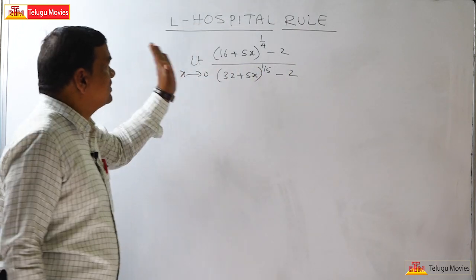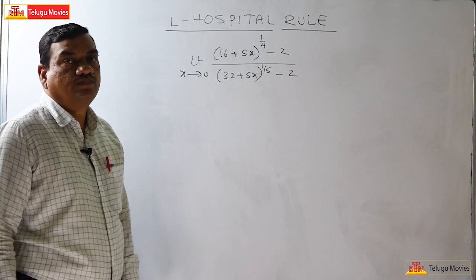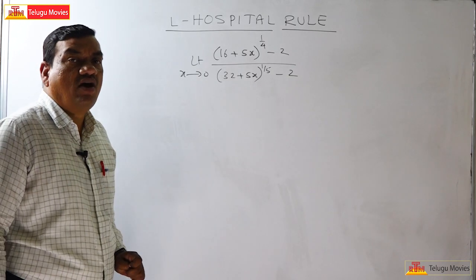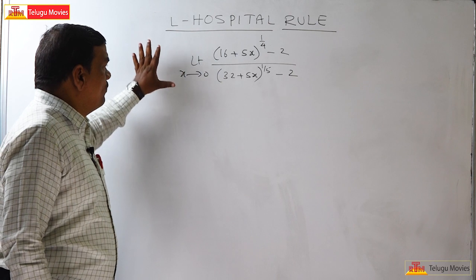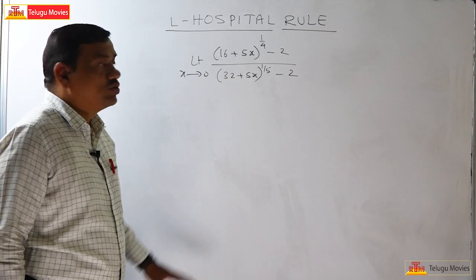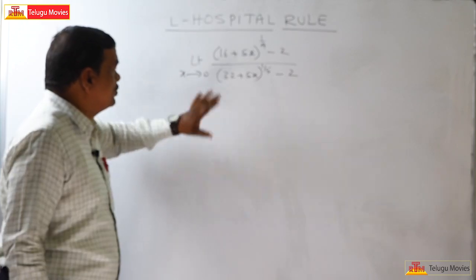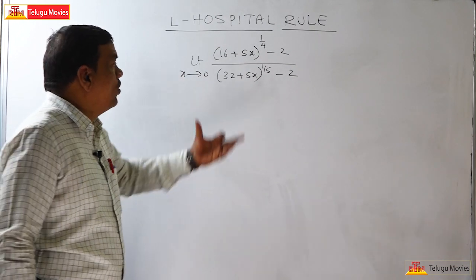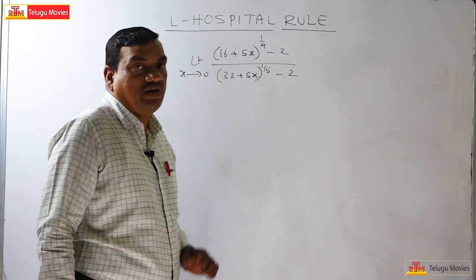The method is called L'Hopital rule. The S is silent. L'Hopital rule. What is this L'Hopital rule? Let us see. First let us take a function. Find the limit as x approaches 0 of this function.